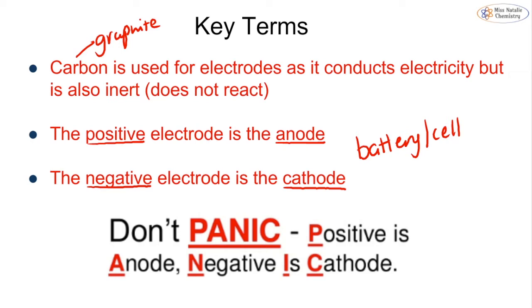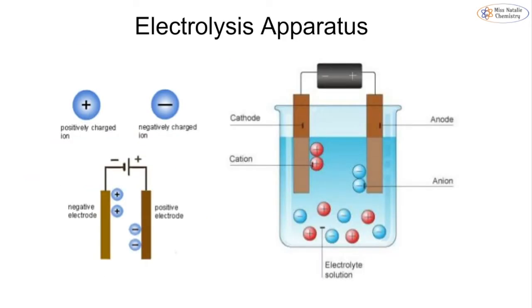PANIC. And that helps you remember. So this is one mnemonic that is very important for you to learn, because as we move forward, we're going to be using the terms cathode and anode rather than positive electrodes and negative electrodes. So this is how we set up our electrolysis apparatus, and we've got two different parts here just depending on what we want to focus on.